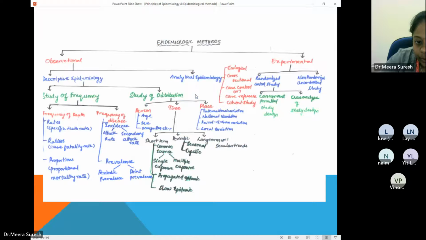And now we are going towards the study of distribution. I think we did time also when we are going to describe how a disease is distributed. We always describe it in terms of time, in terms of place, and in terms of person. We have done a part of how we describe a disease in terms of time. So in terms of time, there are three sub-classifications: short-term, periodic, and long-term.